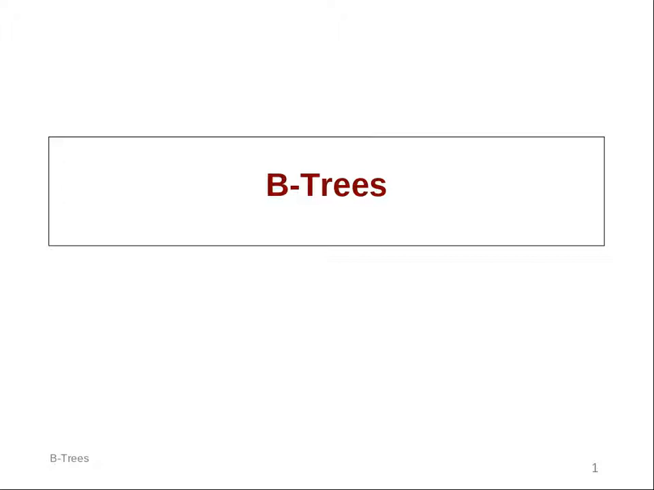So with the bee tree, you can set n to be 101, and then every node can have up to 101 children.